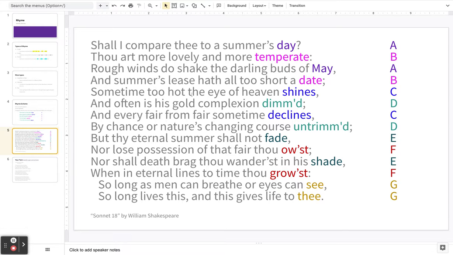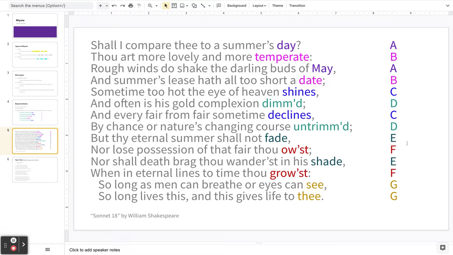So, sometime too hot the eye of heaven shines. Oop, new word, new rhyme. There's C. And often is his gold complexion dimmed. New word. There's D. And every fair from fair sometime declines. Well, that rhymes with shines, so that goes back to C again. By chance or nature's changing course, untrimmed. Well, dimmed and trimmed. There you go. All right, D and D. All right, but thy eternal summer shall not fade.